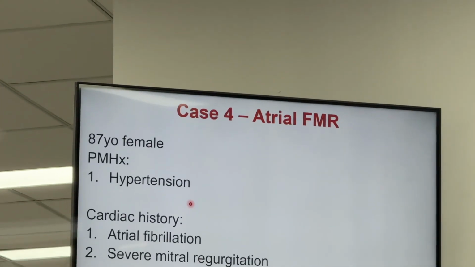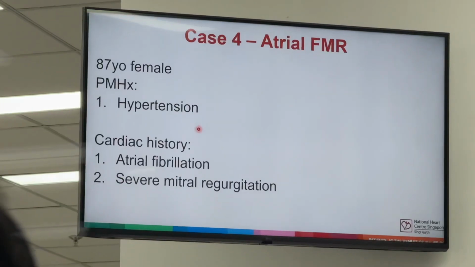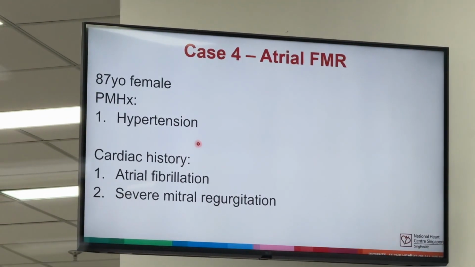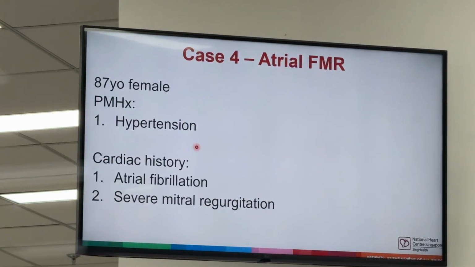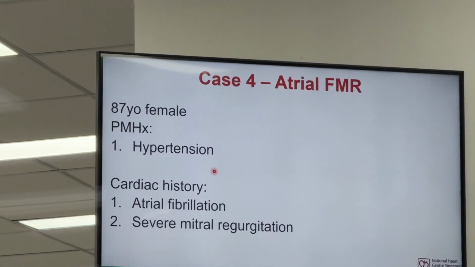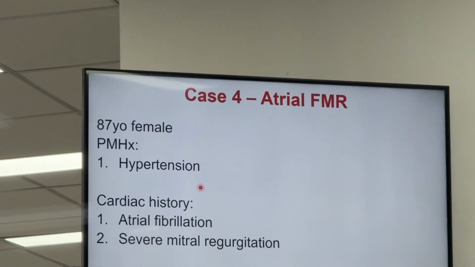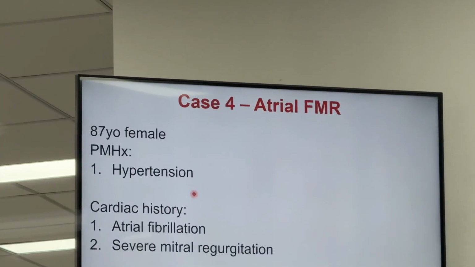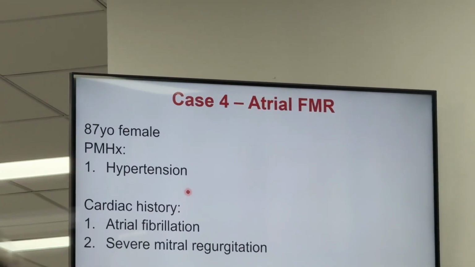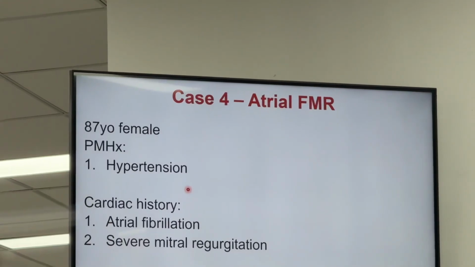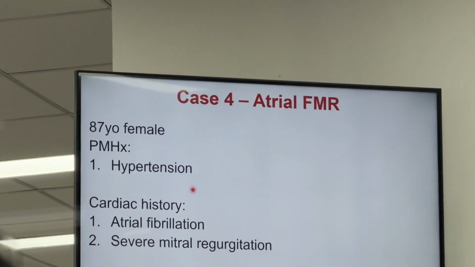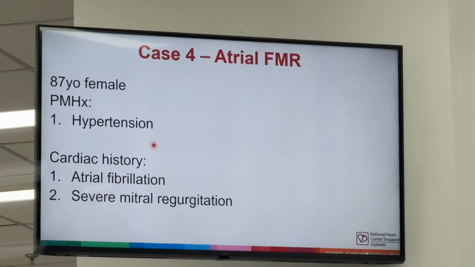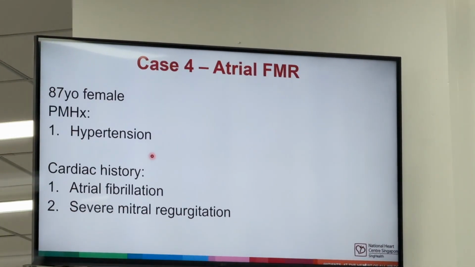The next one is actually atrial functional mitral regurgitation. I think this condition is very, very rare in the pediatric population. Usually, we see this in the older patients with chronic atrial fibrillation. So this is a very old female patient, 87 years old, with a history of just hypertension, otherwise she's healthy. She has a cardiac history of atrial fibrillation for the past 20 or so years, and she has severe mitral regurgitation.